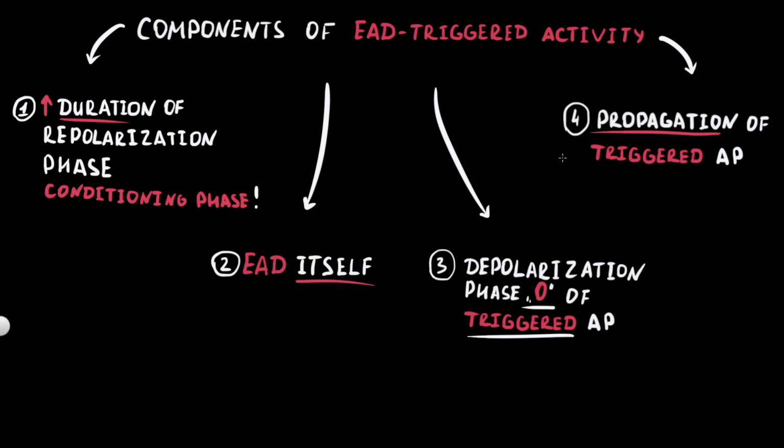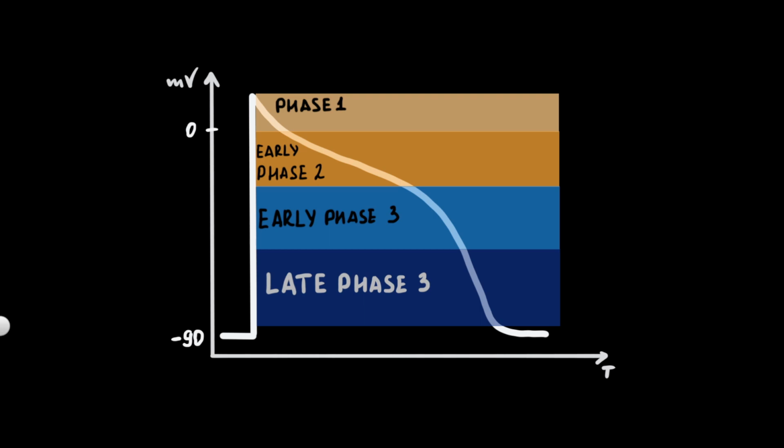As you know, the EAD and subsequently triggered action potentials must propagate from their site of origin to surrounding myocardium for causing the arrhythmia. The level of membrane potential at which triggered action potential occurs has an important influence on the ability to propagate.